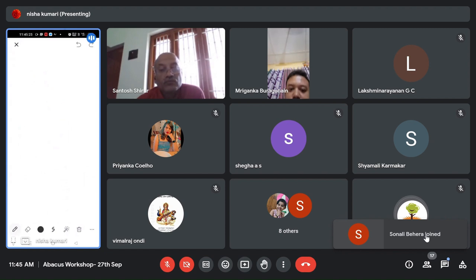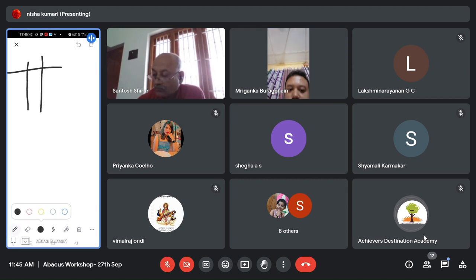I'm moving on. This was to write the value of beads. There will be beads, some beads are going to be made already, and you just need to count and write the value of beads. Now, if the value is given, you need to draw the beads.